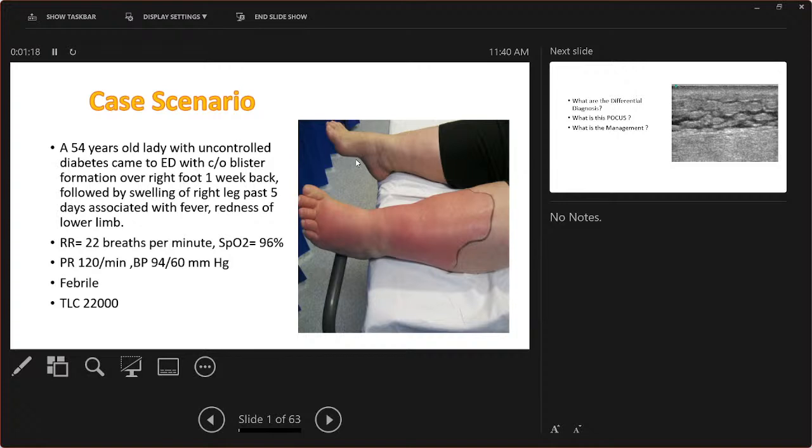Good morning to Anima. I would like to start my presentation with the case scenario. A 54-year-old lady with uncontrolled diabetes came to ED with complaints of a blister formation on the right foot 1 week back, followed by a swelling of the right foot in the past 5 days. It is associated with fever and redness of the lower limb. Her respiratory rate was 22 and her saturation was 96 with a pulse rate of 120 and a BP of 94/60. She was febrile with a total count of 22,000.